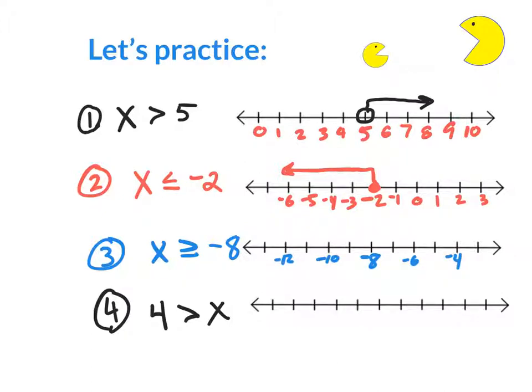So I'm skipping every other number, so it doesn't look that ugly. Is it going to be an open dot or a solid dot at negative 8? Solid. Why is it solid? Because there's a solid line underneath the inequality. If there's a solid line underneath the inequality, you're going to put a solid dot. If there's no solid line underneath the inequality, it's going to be an open dot.